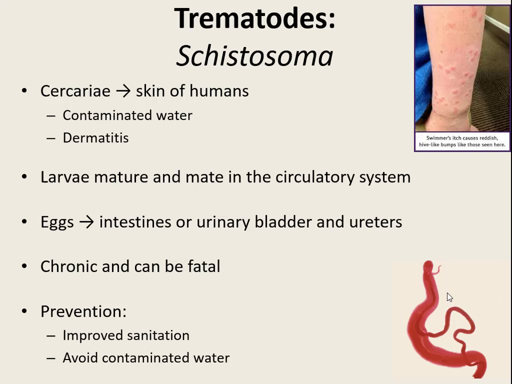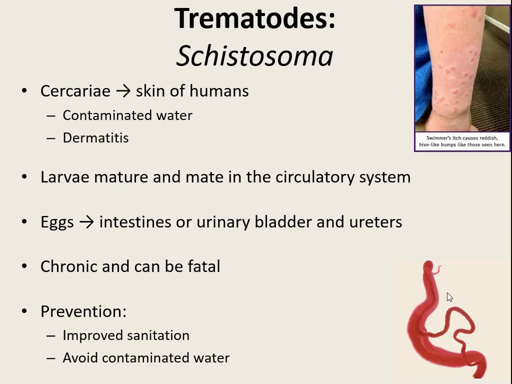Now, how we can pick them up, a lot of the time, is swimming in infected water. The intermediate stage that's in that water, released from a snail, burrows in through the skin. It causes a condition known as dermatitis, which we feel as swimmer's itch. And so we get it anytime we have contact with infected water: swimming, bathing, or, depending on parts of the country, washing clothes.